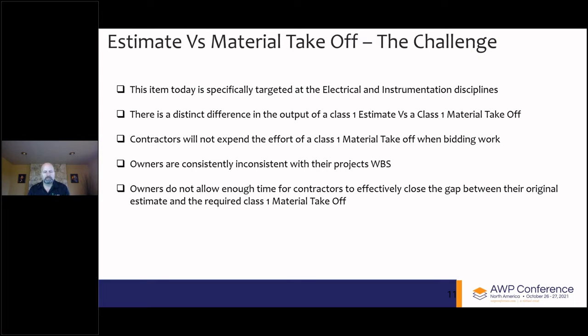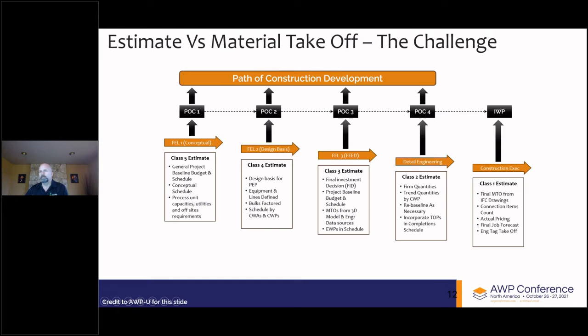Owners are consistently inconsistent with their project work breakdown structures, and contractors are left having to combine groups of work into a work breakdown structure in a proposed best manner to get the job, not so much in how to execute the job effectively. Owners then do not allow enough time for the contractors to effectively close this gap between their original estimate and the required Class 1 material takeoffs.